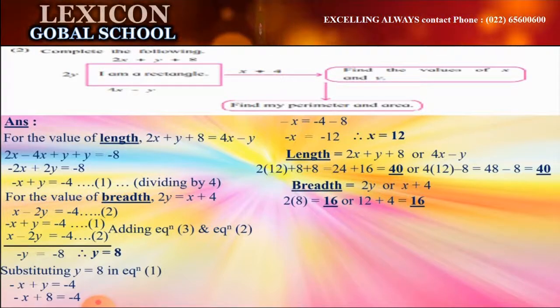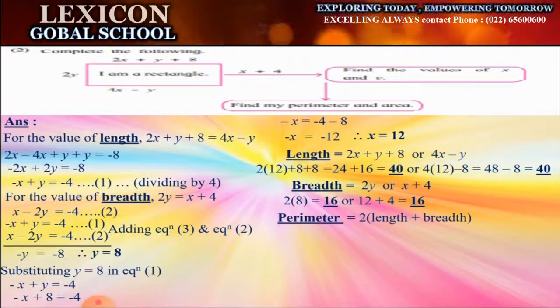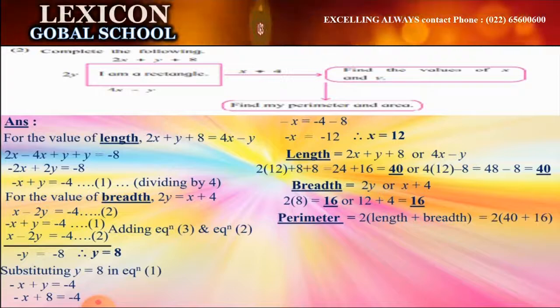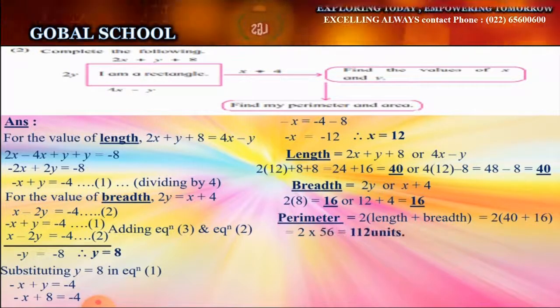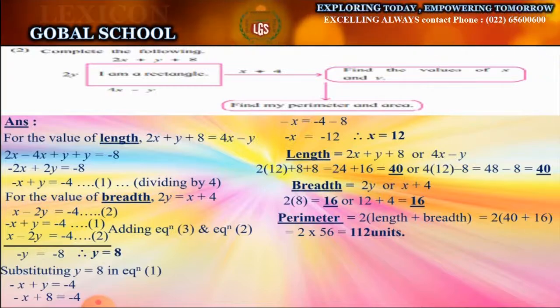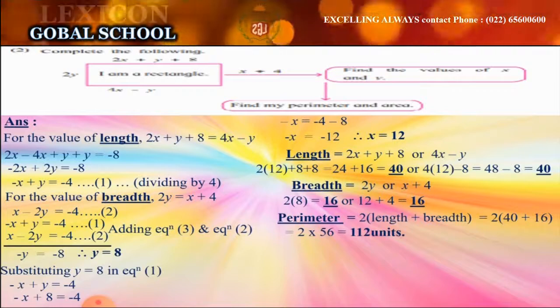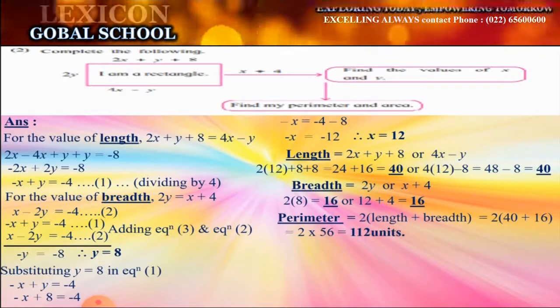Now, let's find the perimeter. Therefore, perimeter of a rectangle is 2 into length plus breadth. That means 2 into length was 40 plus breadth is 16. 2 into 40 plus 16. 40 plus 16 is 56. Therefore, 2 into 56 is 112 units. Since in the question nowhere it is given meter or centimeter, we are supposed to write units.